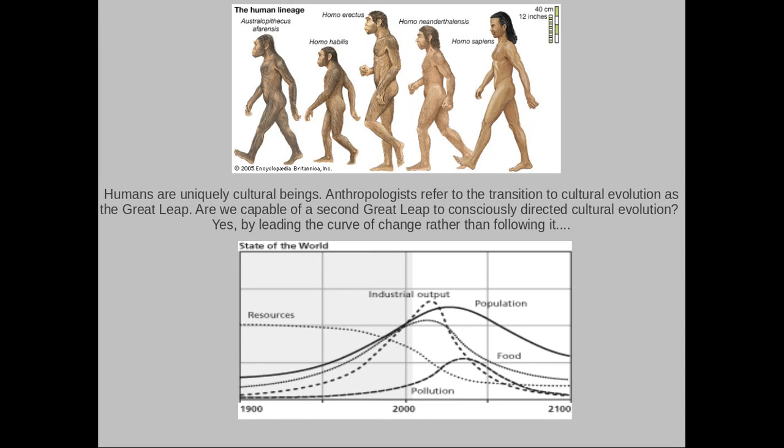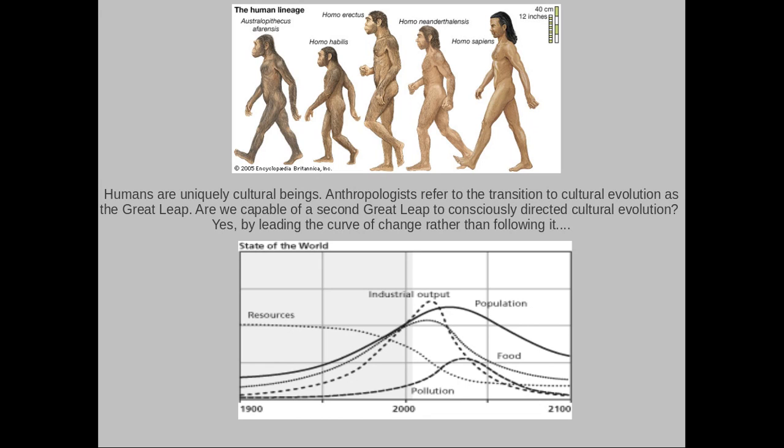Humans are uniquely cultural beings. Anthropologists refer to the transition to cultural evolution as the Great Leap. This is the transition from evolution based primarily on biology and genetics to evolution based primarily on culture. In some animals, like birds, the song of a hatchling in a nest is influenced by the song of its parents, but the basic tenor of the song is genetically encoded. The behavior is genetically encoded. Whether the bird is an eater of bugs or seeds, most of their behavior is genetically encoded, whereas for humans, most of our behavior is culturally learned.